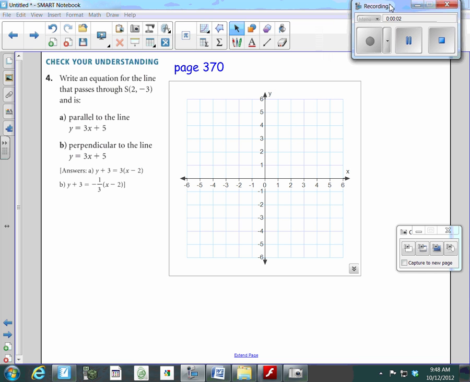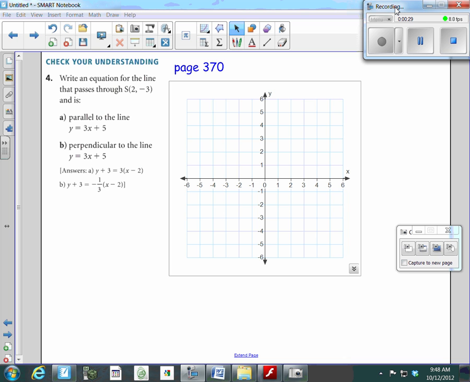Okay, this is check for understanding number 4. This goes with the point slope example package from last day. I think this is in the note package that I gave you. If not, turn to page 370 in your textbook, and make sure you write this down. So let's read the question.